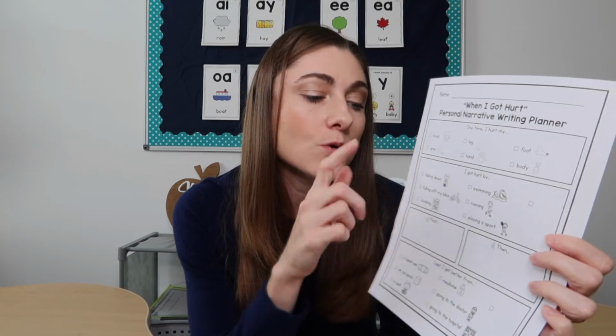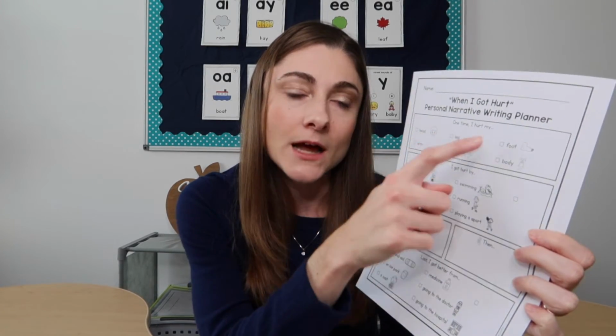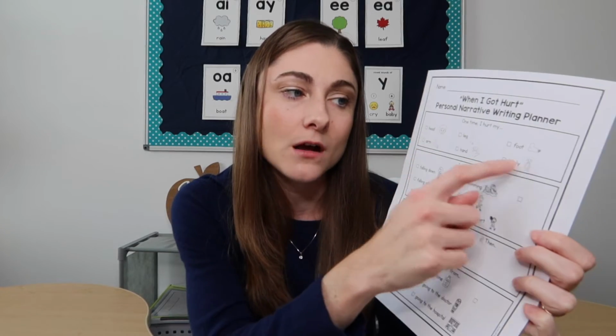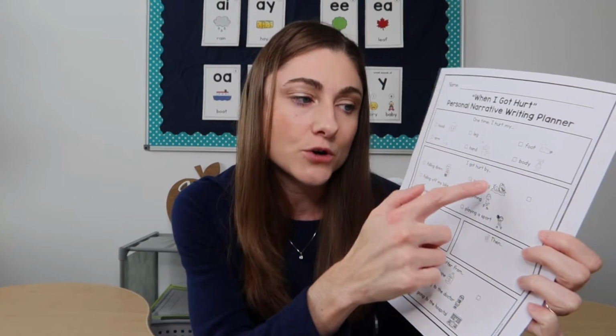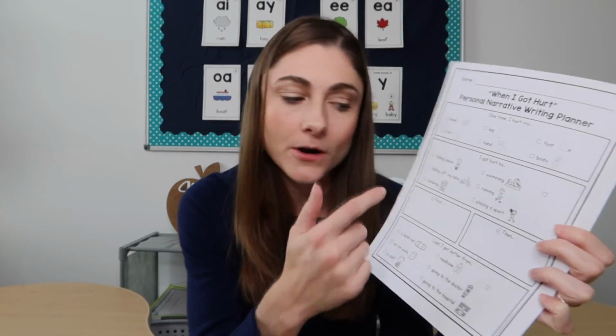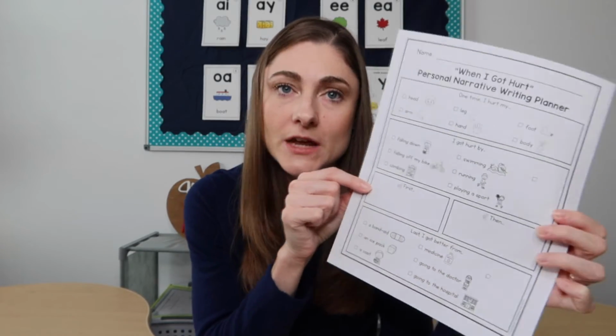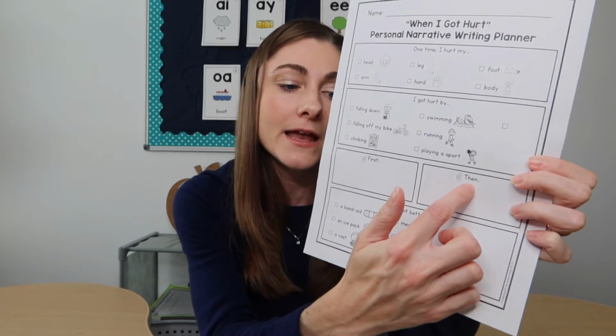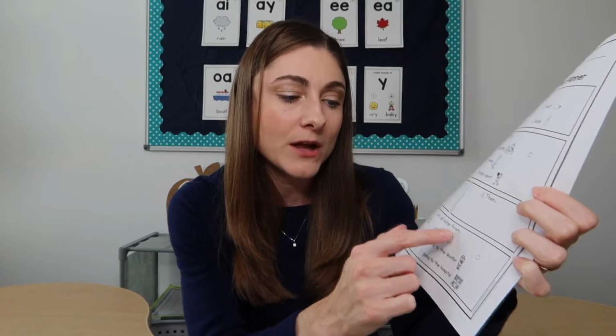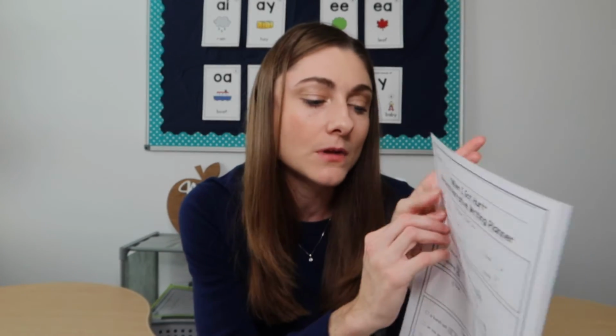So the organizer gets started by saying, one time I hurt my, and then they check off which body part. It says, I got hurt by, so how did they get hurt? And it says first, and there's not a ton of space to write or draw, so maybe they draw a little picture, write a couple of words, then it says then, and it says last, I got better from a Band-Aid, an ice pack, a cast, whatever else, or they can write their own.